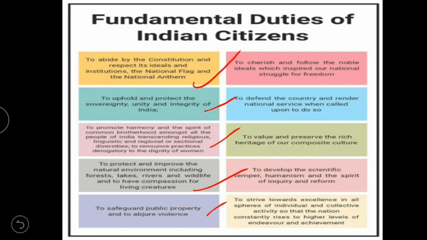Now, to develop the scientific temper, humanism, and the spirit of inquiry and reform. Scientific temper should be developed in the country. Humanism and the spirit of inquiry and reform should also be developed. If it is there, it means we are responsible for the growth. I'm taking the example of Japan. Japan is very rich in human resource. They do not have that much natural resource. It is an island country, not a landlocked country. It is a coastal country where it is very crucial to create human resources for development. And right now it is in the line of developed nations.